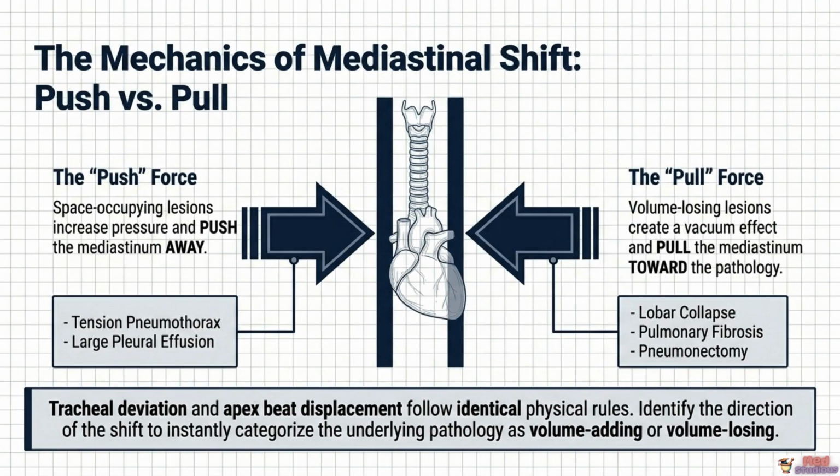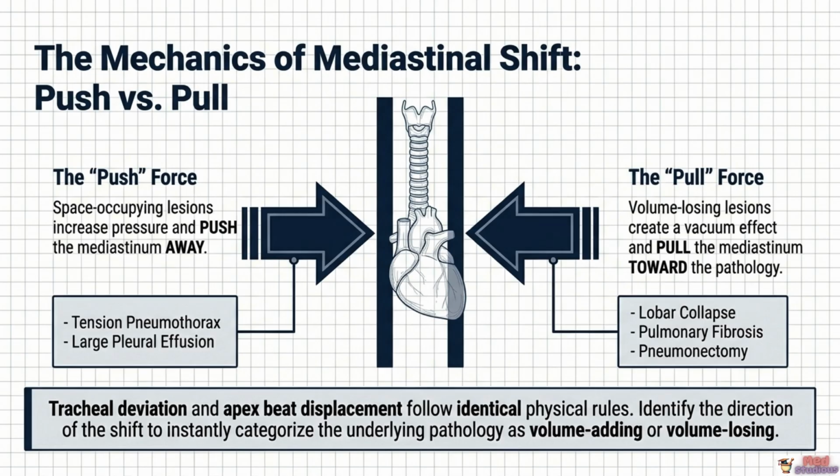Understanding mediastinal shift requires grasping a single, elegant mechanical principle, governed by two opposing forces. The push force occurs when space-occupying lesions increase intrathoracic pressure on one side, physically pushing the mediastinum away from that side. The classic causes of this push force are tension pneumothorax and a large pleural effusion, both of which progressively accumulate volume within the pleural space.